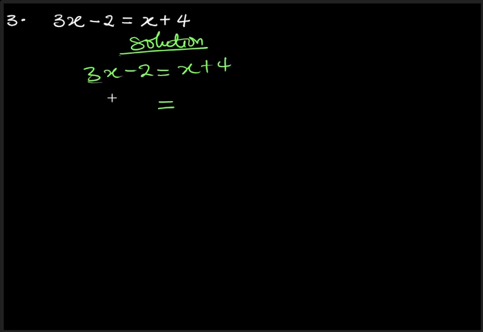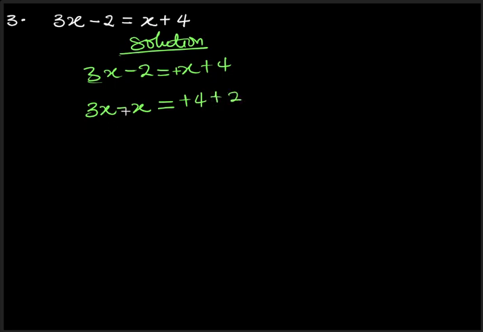So 3x is here already. That will give us 3x. And then plus x is on the right hand side. So when it crosses down, it will turn to minus x. And then coming down here, we are keeping the numbers on the right hand side. So which number is here already? We have plus 4 here already. So we'll keep our plus 4. And then minus 2 is coming down to the right hand side, and that will make it plus 2.